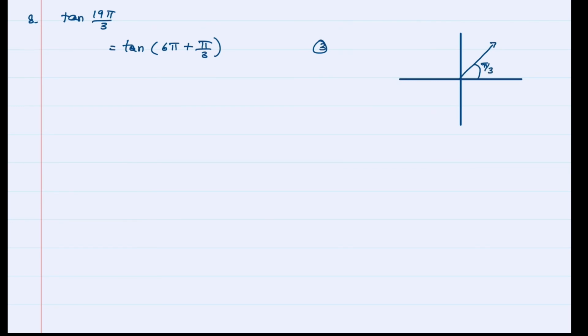and 19 pi over 3, 1 revolution, second, third. So, this is 19 pi over 3. They take the same positions. This will be tan pi by 3. If we add or subtract any number of complete revolutions to an angle, the value of the trigonometric function does not change. And tan pi over 3 is root 3.